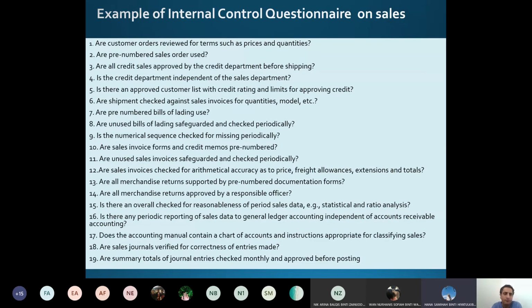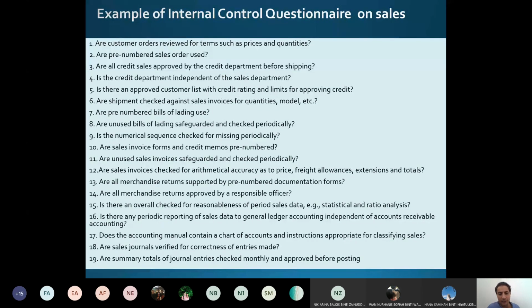First one: are customer orders reviewed for terms such as prices and quantities? So this question is trying to ask whether the company checks and verifies the customer order in terms of price and quantities. We need to see whether they control the customer order, not just receive it and send it directly to the warehouse for shipment. Okay. Number 2.